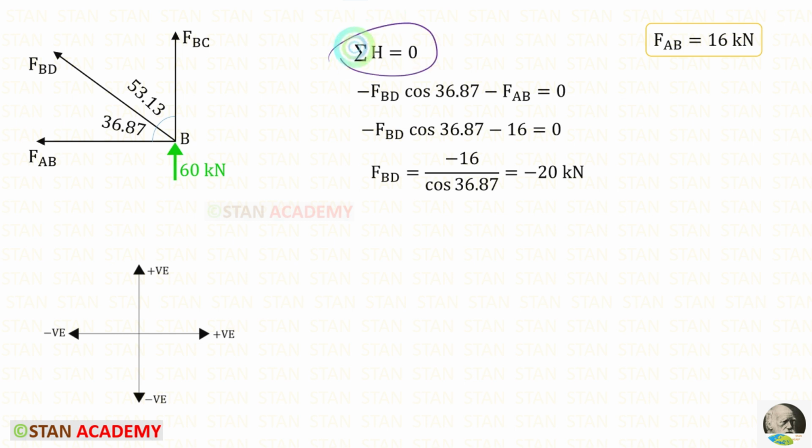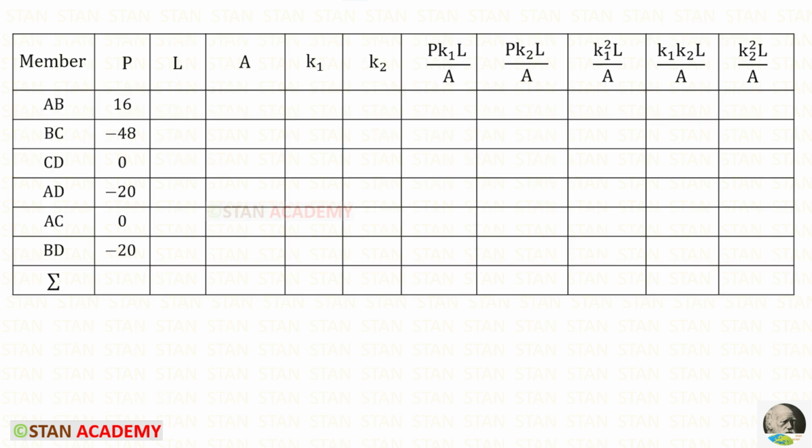Let us use this rule and find FBD. FBD is inclined. We have to resolve it in the horizontal direction. To keep it horizontal, we need this angle. So with the FBD, we have to multiply cos 36.87. Since it is acting towards the left side, it will be negative. FAB is acting towards the left side, so it is also negative. Just before, we have found FAB, so we can apply that. For FBD, we will get minus 20. Let us enter all of the values of P.